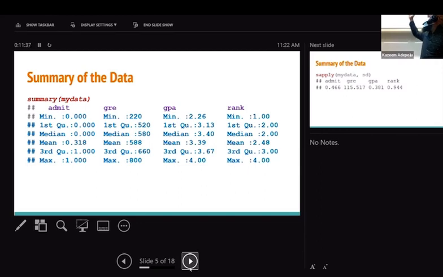Just put summary of my data. Oh my God, it's actually going to give you the summary of all the variables involved. Look at that. For admit, for GRE, for GPA, for the rank, you actually are going to have a sense of what is the minimum number, what is the maximum, what is the mean, what is the median, and so on like that. This is what we call descriptive statistics. By descriptive statistics, you want to understand your data set, that's what I mean.